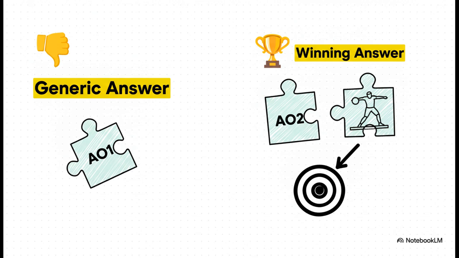Now look at the winning answer. It takes that same fact and connects it. It measures power, which is vital for a shot putter to throw the shot a long way. See that link? That's your AO2. That's where the marks are.